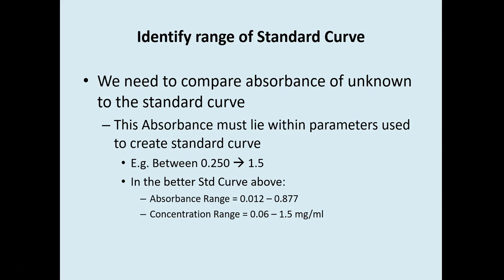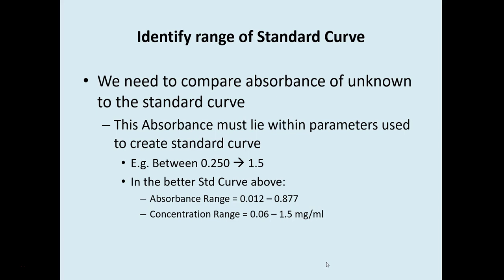Now, once you've done that, you want to think about the range of your standard curve. You need to identify that. The range of your standard curve is going to lie within the lowest and the highest parameters for the standard curve that you used. That goes both for the absorbance as well as the concentration. So in the case of our standard curve, the absorbance range would be from 0.25 to 1.5.